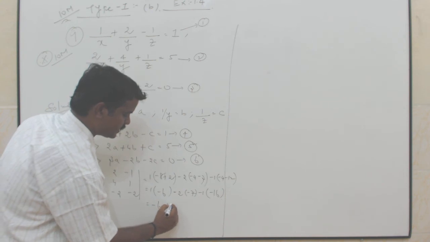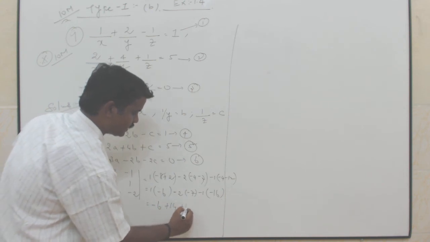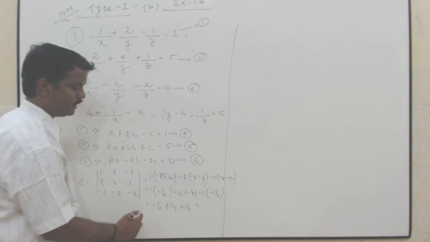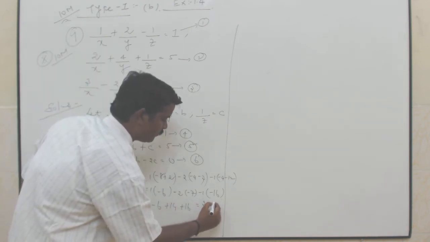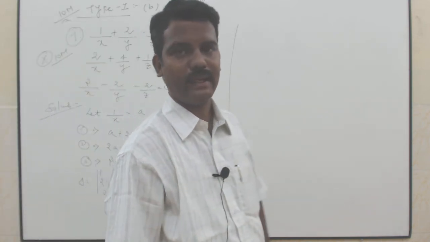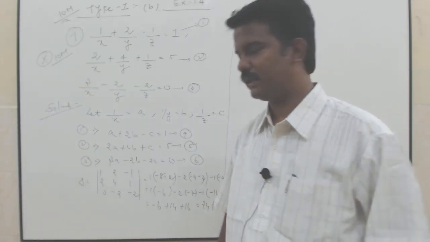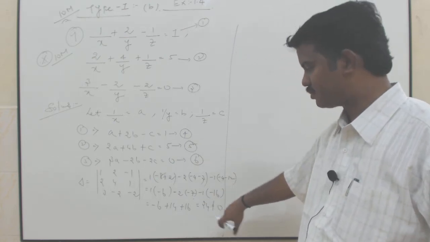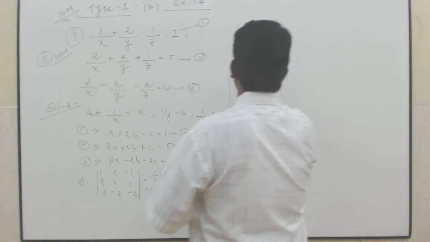Now minus 6 plus 14 plus 16. What is 14 plus 16? It is 30. 30 minus 6 is 24. That is not equal to 0. So therefore we can apply Cramer's rule. Write that in your notebook. After getting delta as non-zero, you write we can apply Cramer's rule below this.